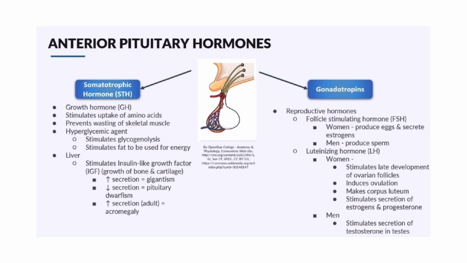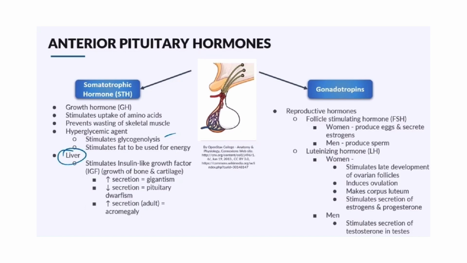First up is the somatotrophic hormone, or growth hormone. What this hormone does is it stimulates the production or the uptake of amino acids. It also prevents muscle wasting, so it's really responsible for muscle growth. The other thing that it does is it acts like a hyperglycemic agent. So in the event of a low blood sugar, it's actually going to stimulate fat to be used for energy, and it also stimulates this process called glycogenolysis, which helps to convert glycogen to glucose.